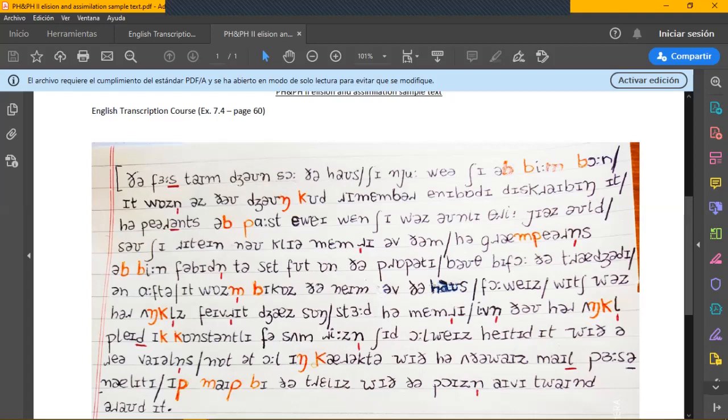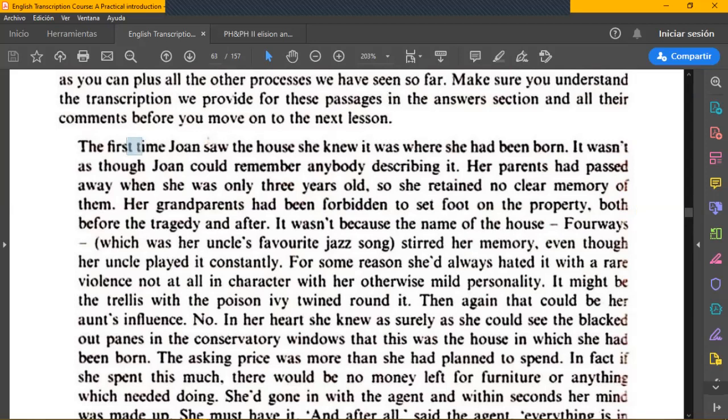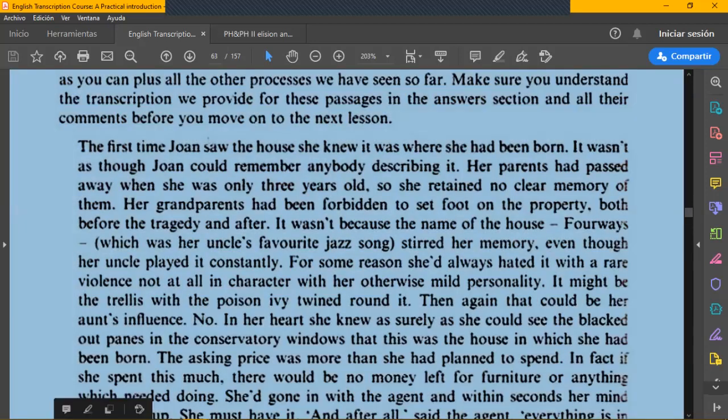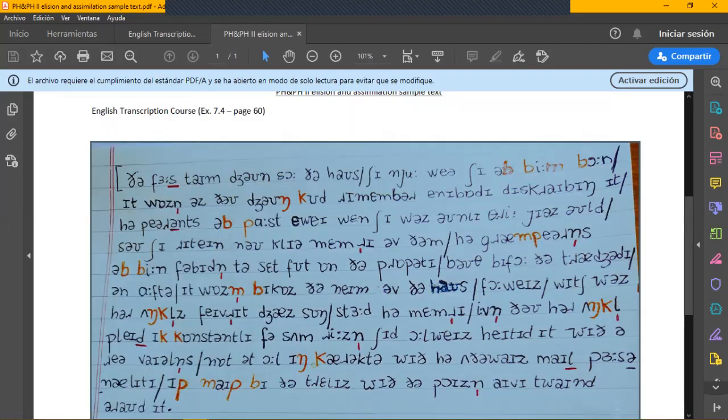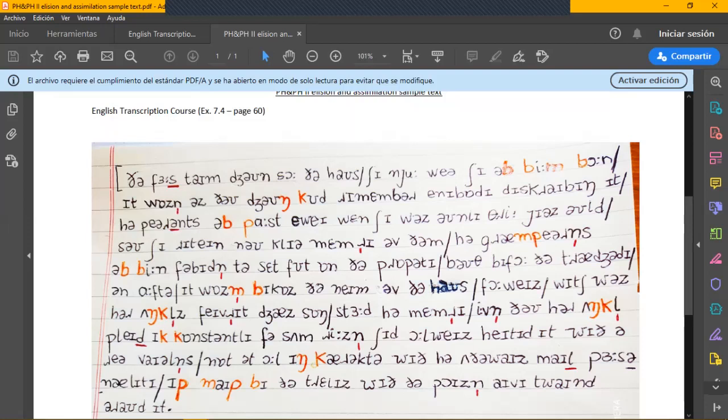Let's start. First of all, we have an example of elision in here. Elision of what? Elision of a consonant sound, the final voiceless alveolar plosive sound at the end of this word. Let me show you this one. It has been elided. Why? Because it's in final position in a syllable that is unstressed, and it is followed by the same sound. There's no point in pronouncing two equal sounds together.